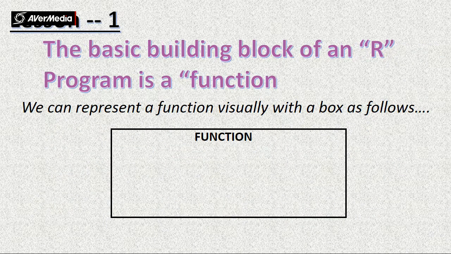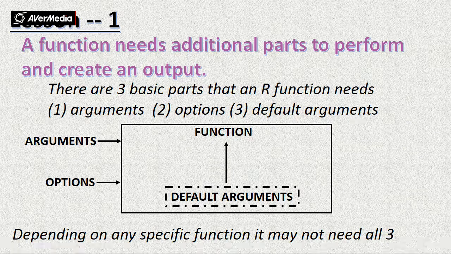The basic building block of any R program is called a function. We're going to represent a function in this presentation with this box. So I have a box here on the slide, and I've labeled it as function. A function needs additional parts to perform and create whatever output you want to get out of your program. There are three basic parts to any R function: arguments, options, and default arguments.